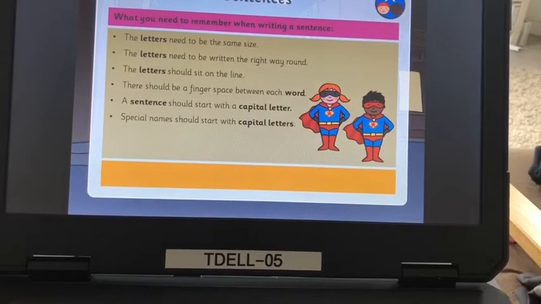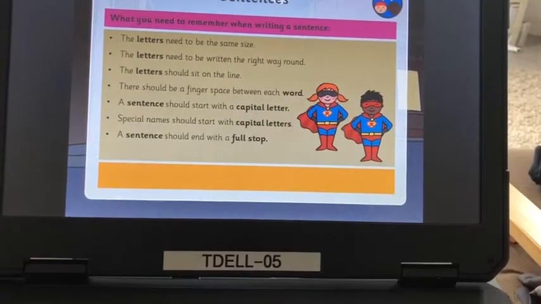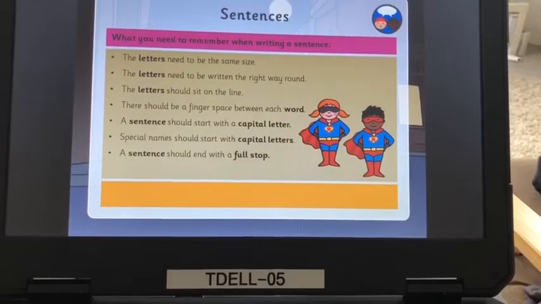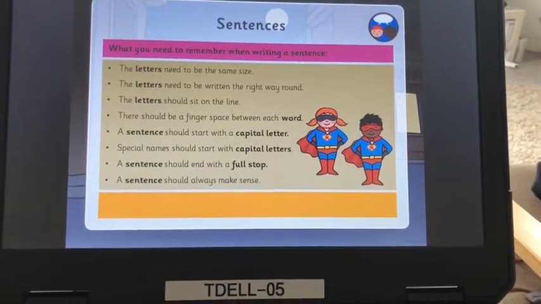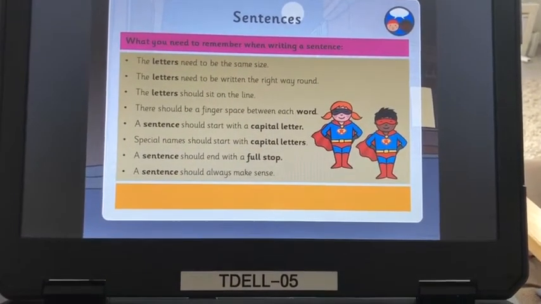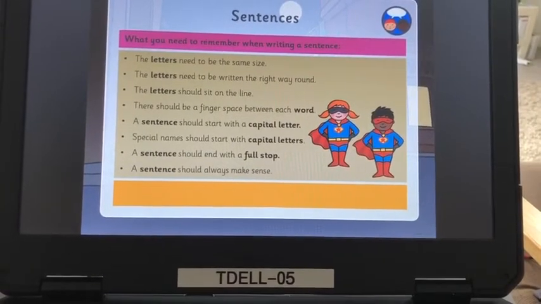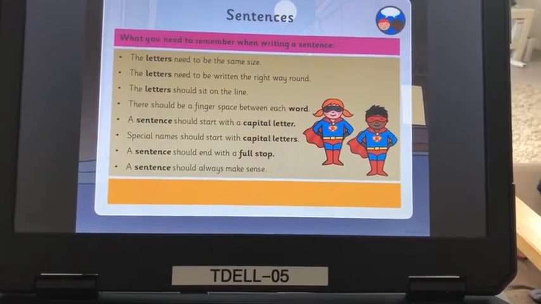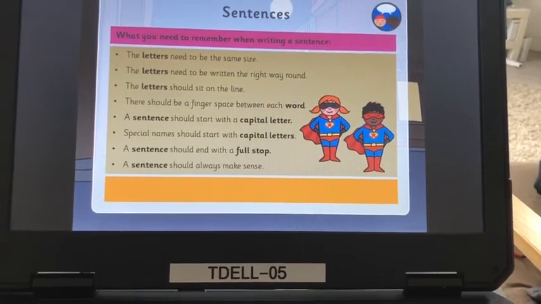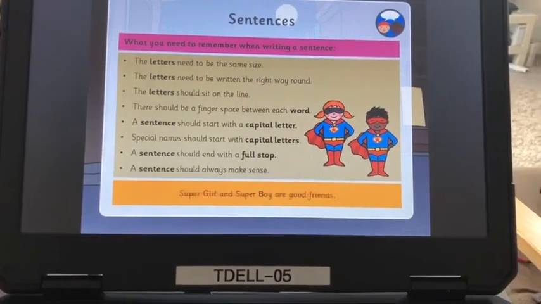Special names should also start with a capital letter. A sentence should end with a full stop. A sentence should always make sense. All the words here that are in bold are the key words. The key words here are letters, words, sentence, capital letter and full stop. They're all key words when you are writing sentences.